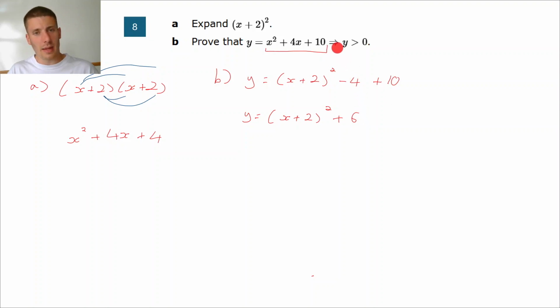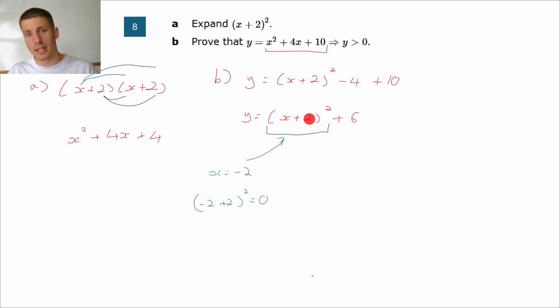It is saying that this implies, so if this is true, that must mean that y is bigger than 0. What you need to spot here is that the smallest value the part x plus 2 squared can ever be is 0. If x was equal to minus 2, that's the smallest you can ever make this bracket, because we would get negative 2 plus 2 squared, which is 0 squared, which is 0.